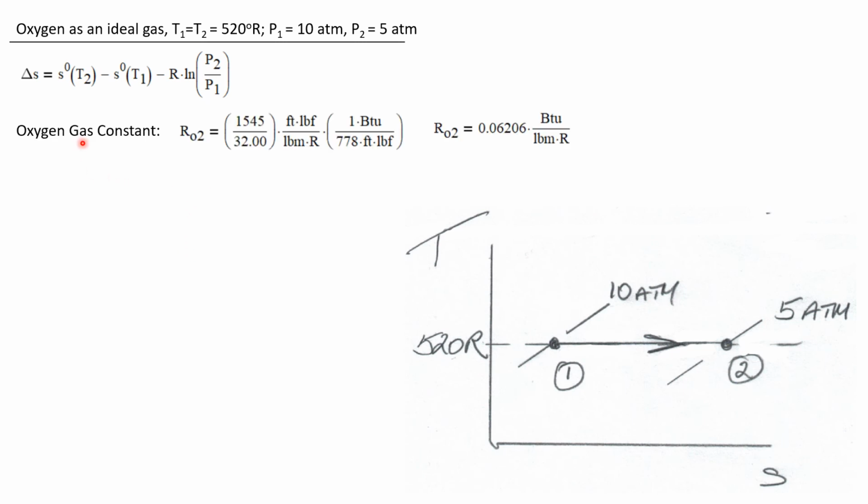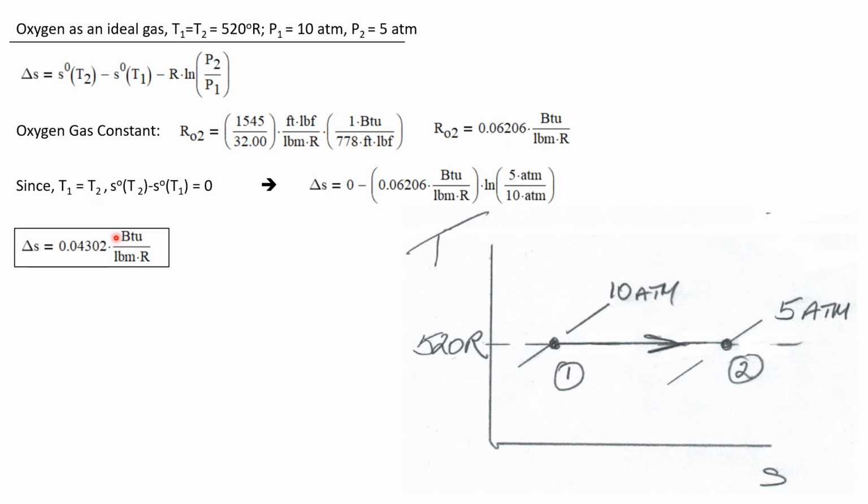Let's calculate the gas constant for oxygen. It's the universal constant, 1545, divided by the molecular weight of oxygen, which is 32. That has units of foot-pounds force per pound mass R, so I'm going to convert that to BTUs. I have the gas constant for oxygen is 0.06206 BTUs per pound mass R.